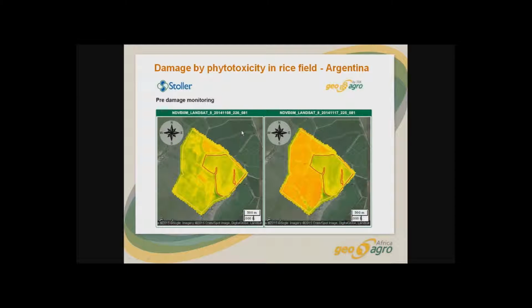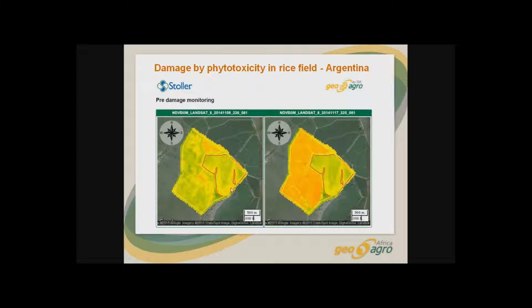Okay, this is an interesting case in rice in Argentina. In this case, what happened is that they made a mistake in applying a chemical product. They didn't wash the tank properly. I'm sure we have heard of that in different countries. But imagery can help evaluate the damage.